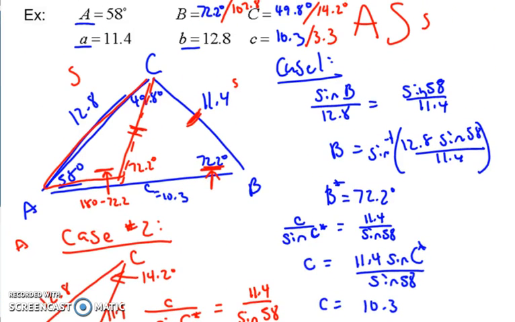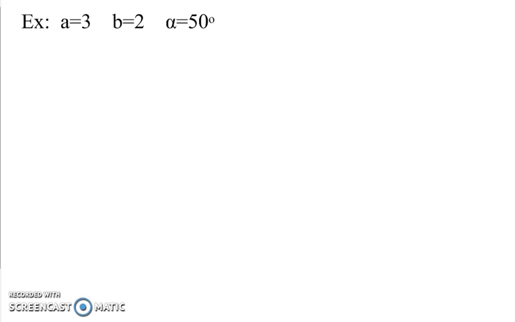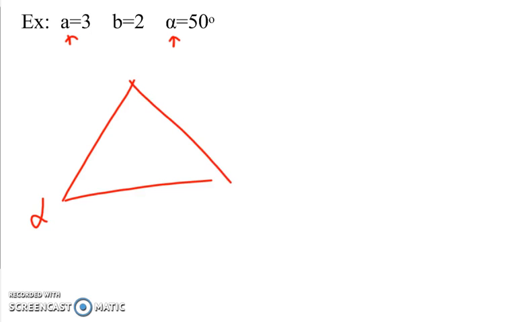Okay, a lot of work, but really I need to see all of these steps that I just showed you to get the full credit. Okay, I promise this is the last one here. So this is alpha, by the way. It's opposite side A. So if I draw my triangle, alpha is 50 degrees. Side A opposite that is 3. Side B is 2. I'm seeing here we've got an angle little side, big side.